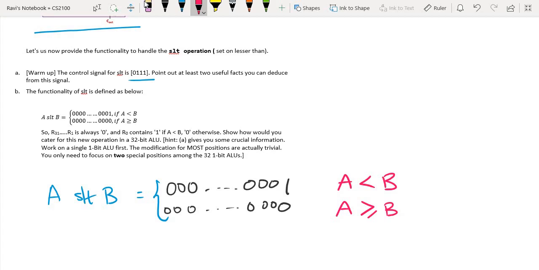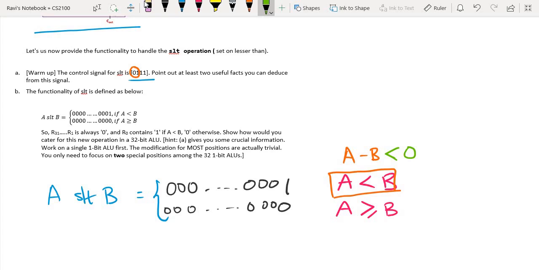Now how do we get this result? How do we know that A is lesser than B? We have seen from the opcode 0111 that the first two bits here, 01, imply that I'm going to do a subtraction, so I'm going to do an A minus B over here. For the situation where A is lesser than B, if I were to do A subtract B, I know that the answer is going to be a negative answer.